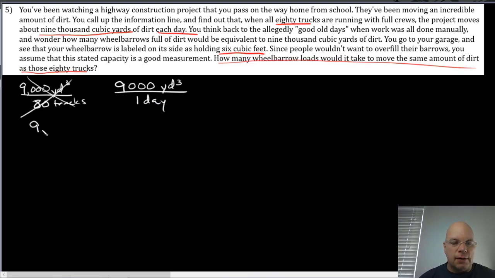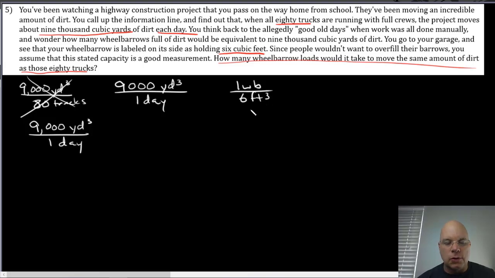If you take the 9,000 cubic yards per one day, and you use a conversion factor, if you look at the wheelbarrow rate, we've got one wheelbarrow is 6 cubic feet. So before we can even use that, we need to convert cubic yards to cubic feet. And you don't have to go straight to cubic yards and cubic feet. You can just use the conversion factor, 3 feet per 1 yard.